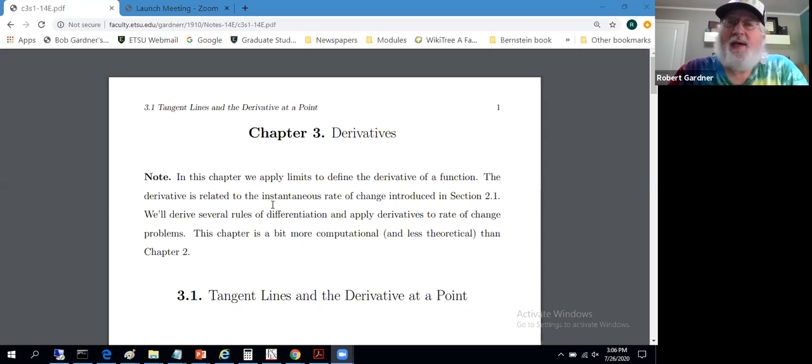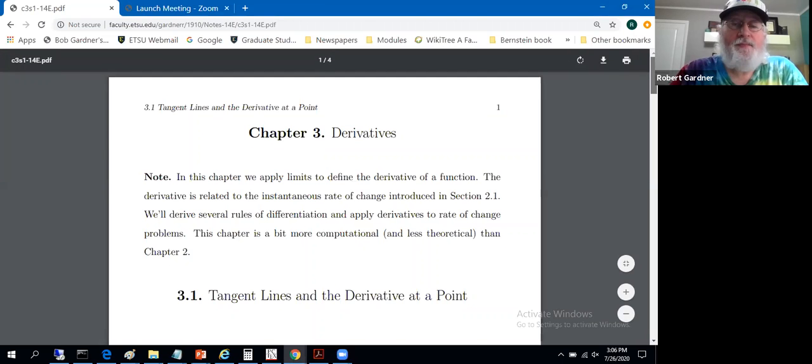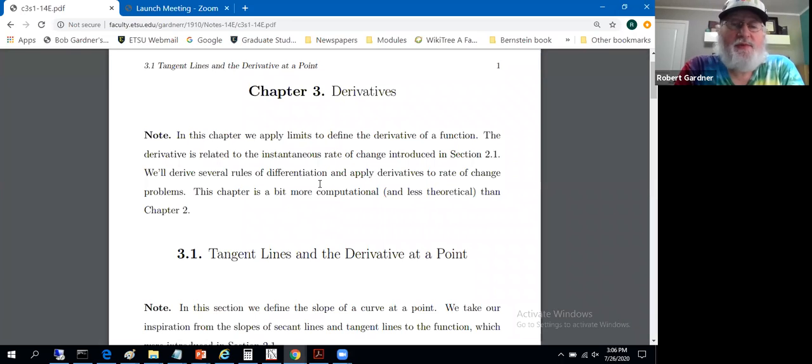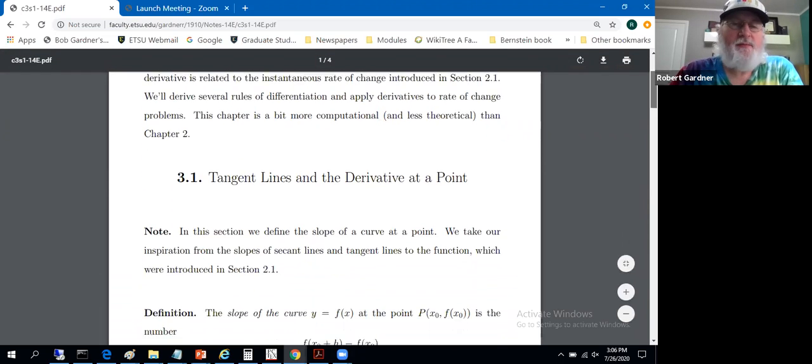The derivative is related to the instantaneous rate of change that we introduced in section 2.1. And we'll derive a bunch of rules about differentiation. We'll apply derivatives to rate of change problems, something called related rates. And again, this is a bit more computational and giving you a little break from the more rigorous theoretical stuff.